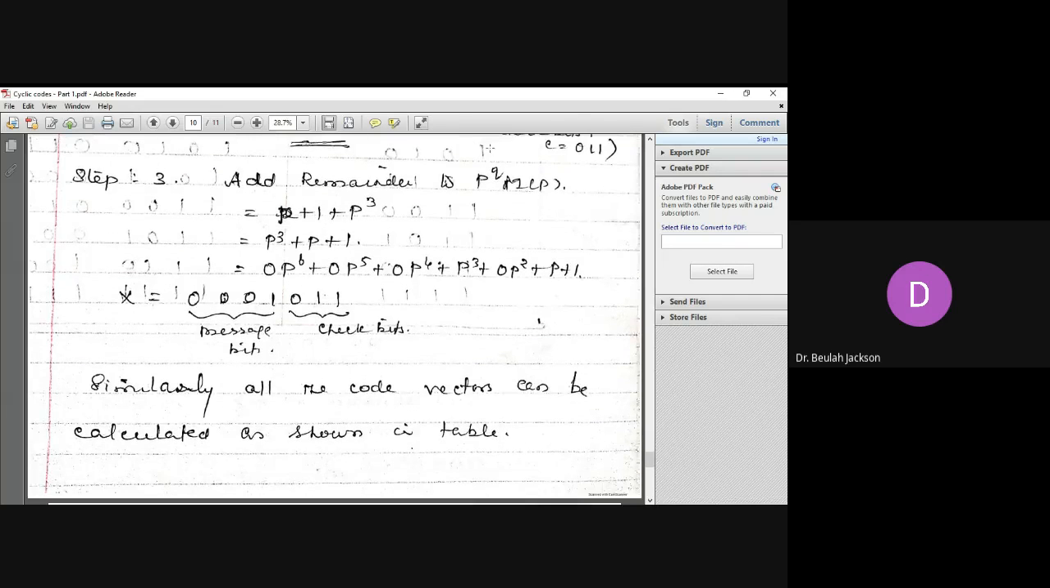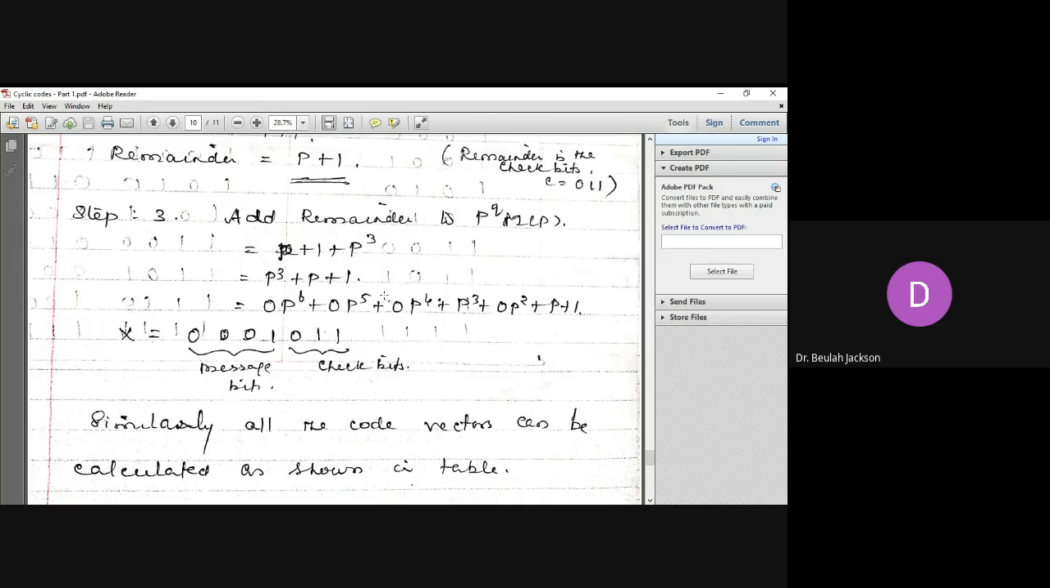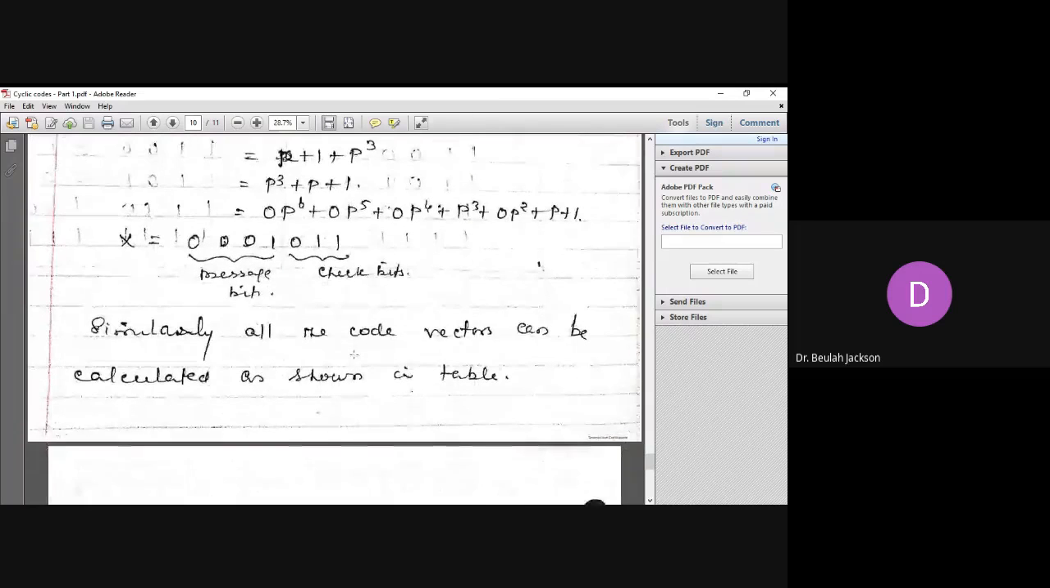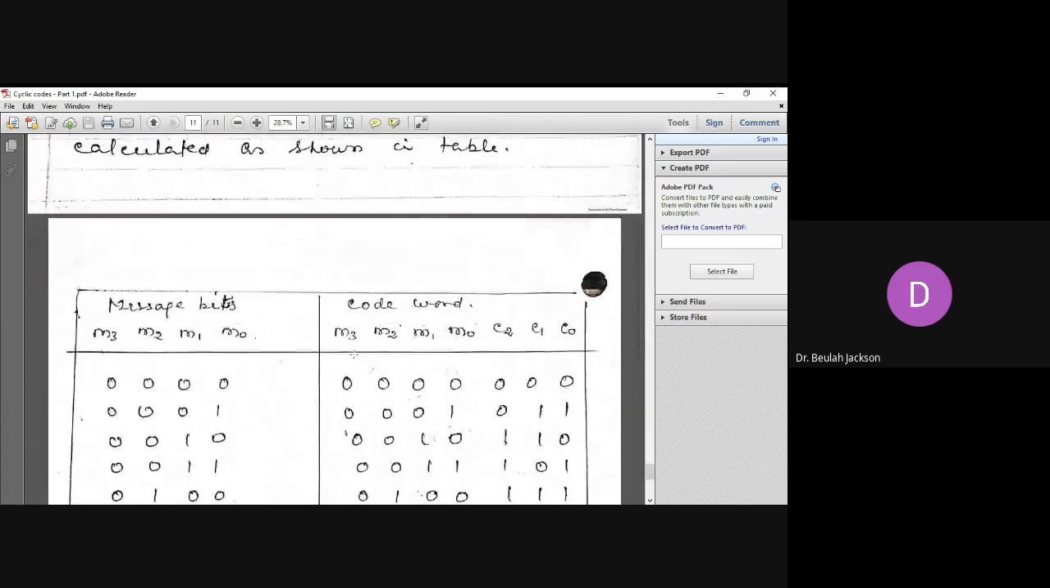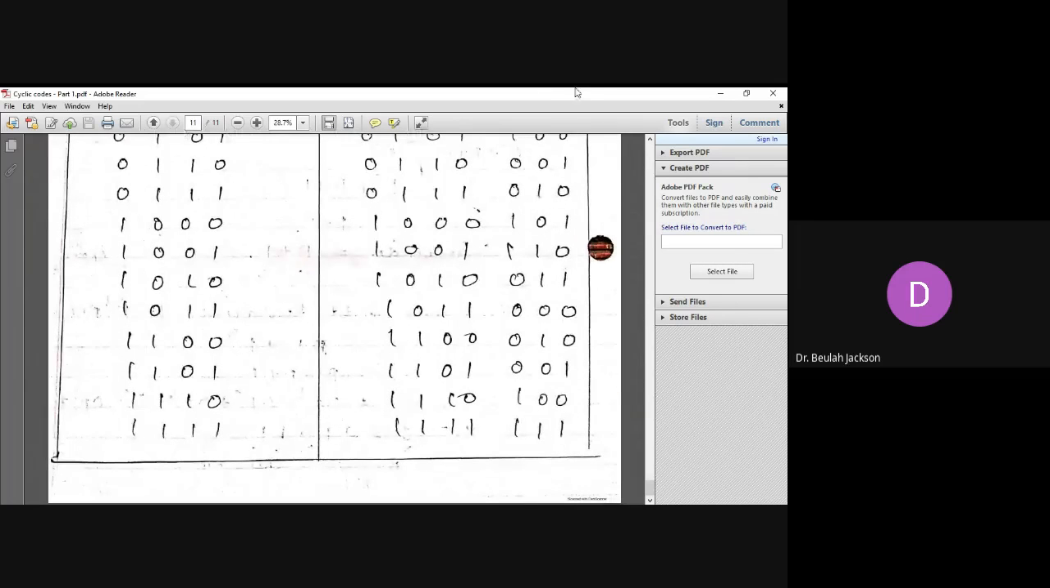Next, add the remainder to p to the power q into m of p. What is the remainder? p plus 1. So x dash is 0, 0, 0, 1, then 0, 1, 1. So the message bits are followed by the check bits. Similarly, all the code vectors can be calculated and we can tabulate them like this. Thank you.